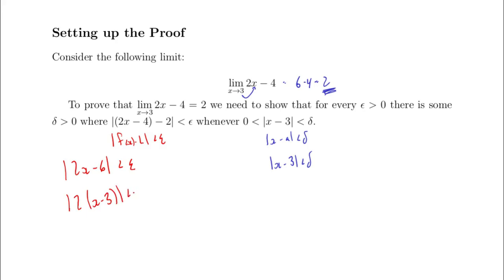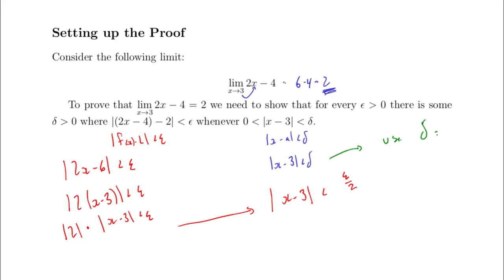There we go. And then when we multiply these things, we can just multiply the absolute values. The absolute value of 2 times the absolute value of x minus 3 then is less than epsilon. And then hopefully we can solve this for the absolute value of x minus 3, and we'll get the absolute value of x minus 3 is less than epsilon over 2. What we're going to do is use delta equal to epsilon over 2.